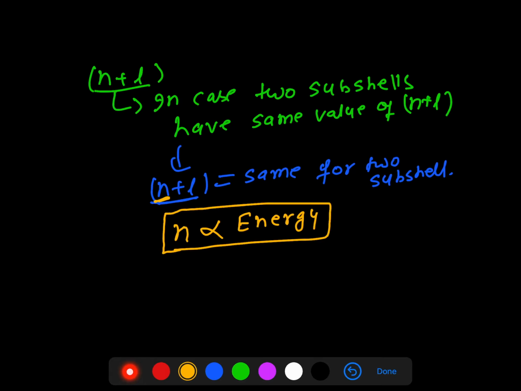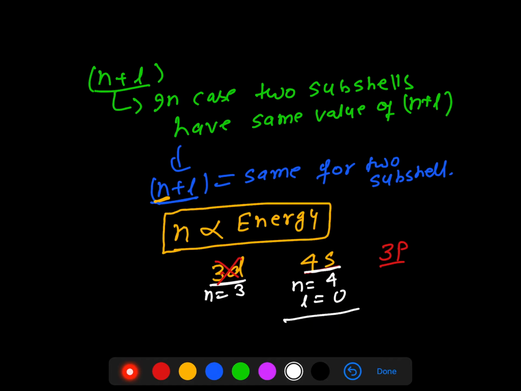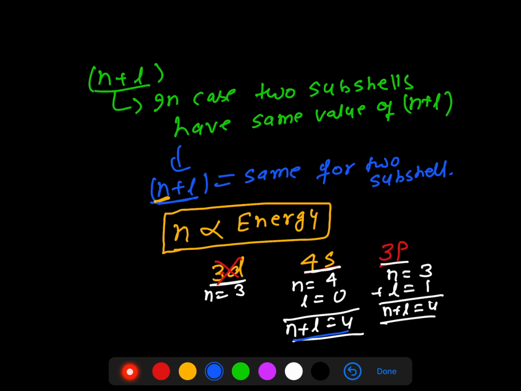For example, let's compare 3d and 4s in terms of energy. Sorry, my mistake, let's take 3p and 4s, right? If you check 4s, the value of n is 4 and l is 0, so the n plus l value will be 4 plus 0, which is 4. For 3p, the value of n is 3 and the value of l is 1. The n plus l value is 4. We see that 3p and 4s both have the same value of n plus l.